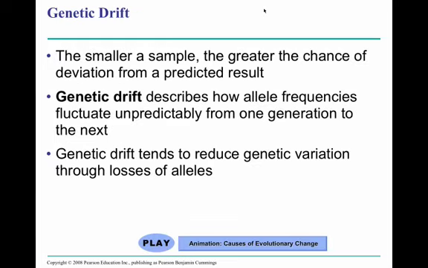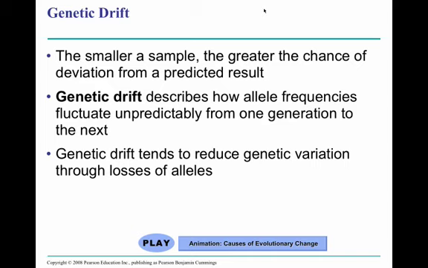Now, the smaller a sample, the greater the chance that the numbers that you see would differ from what you would predict or what you would think would happen. So natural selection we're familiar with already. Genetic drift is going to be a new term for you guys. Genetic drift is a term that describes how allele frequencies will fluctuate unpredictably from one generation to the next.